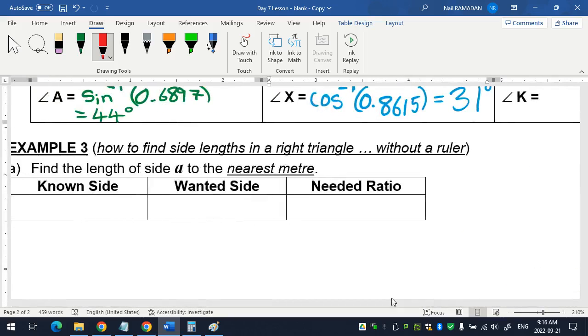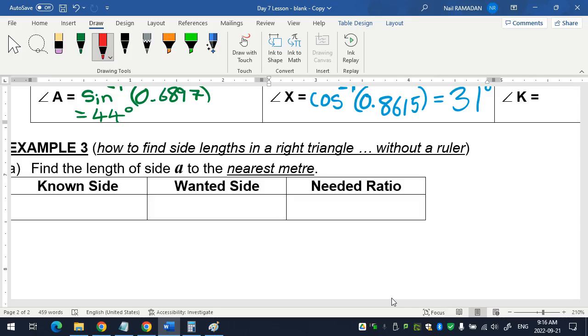Example 3, how to find side lengths without a what? Again, remember, that's the whole point of this lesson. Never use rulers or use what? Protractors. We did not use protractors to find the 31 degrees and the 44 degrees. Now we're not going to use rulers. Okay. Find the length of what? Find the length of the what side? A. To the nearest what?